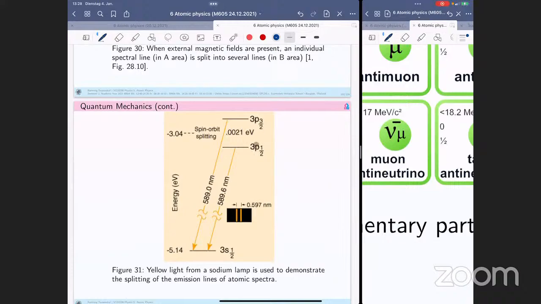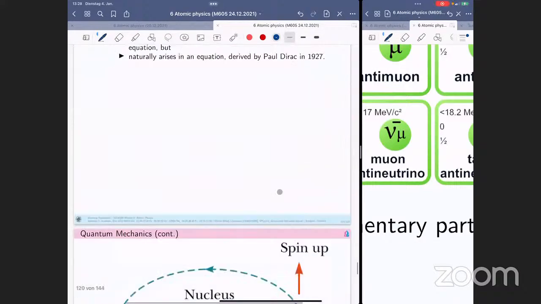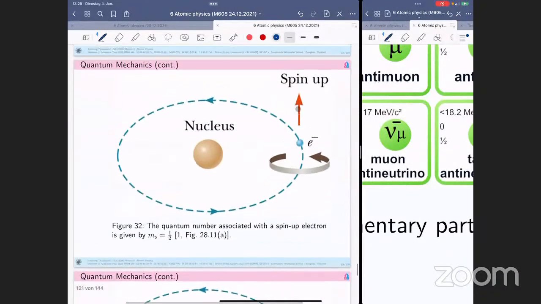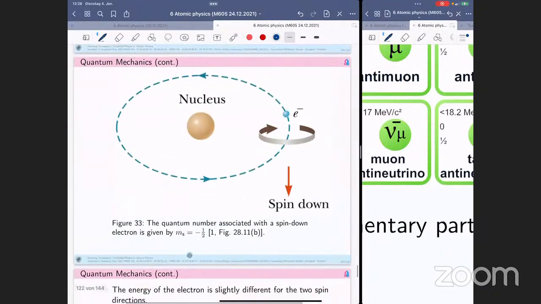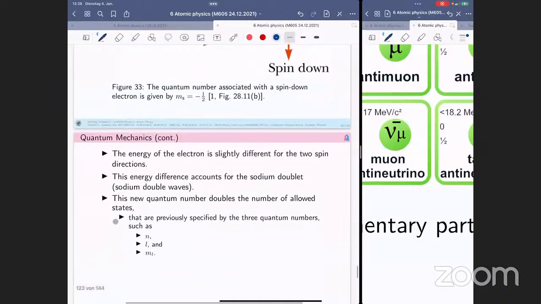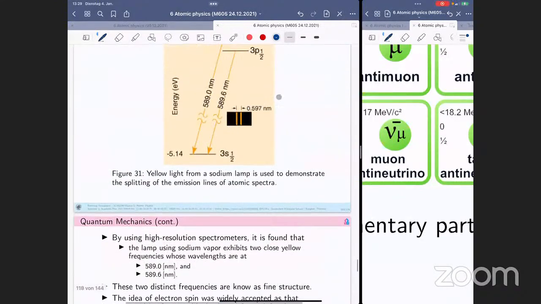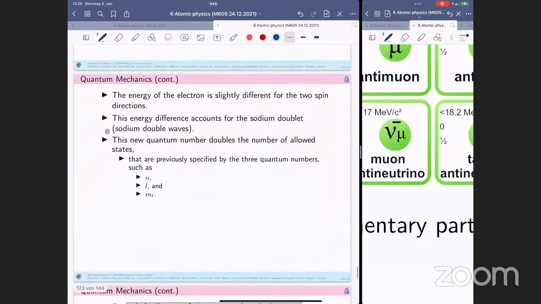3p 3/2 and 3p 1/2, not 3pi, sorry, 3p. Okay, ms equal to 1/2, meaning spinning up. Ms equal to minus 1/2, meaning spinning down. The energy of the electron is slightly different for the two spin directions. The slight difference means the split of these two energy levels right here. And yes, the energy difference accounts for the sodium doublet, or double energy levels, the sodium double waves.